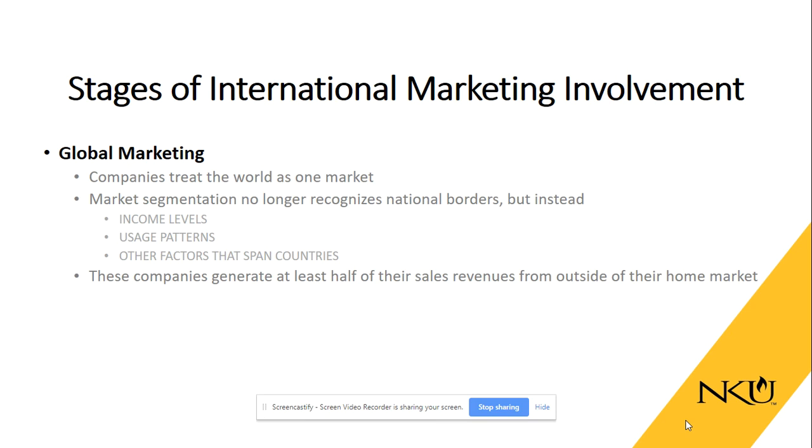So the takeaway here is that there are 5 stages of international marketing involvement. The first 2 stages are reactive, with not a lot of strategic thinking by the company. The last 3 stages are proactive. And once we reach this deepest level of international marketing involvement, we are truly treating the world as one market.